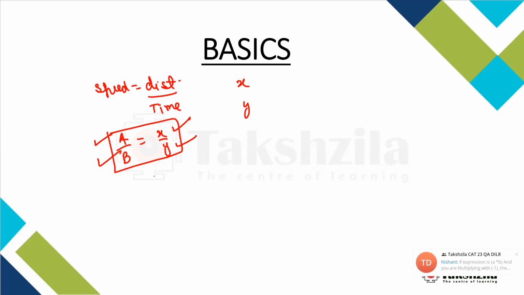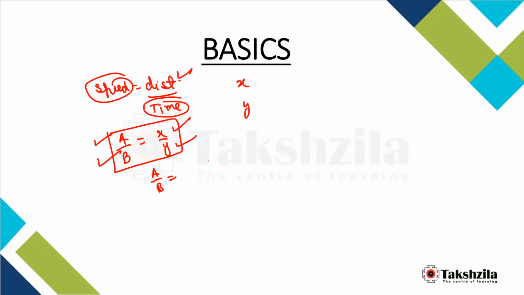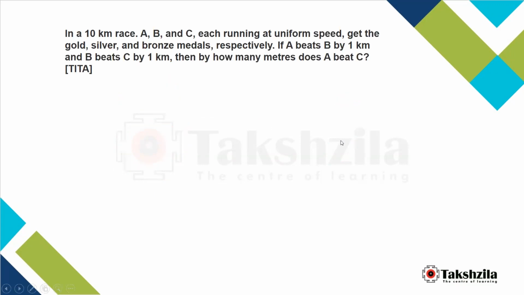Similarly, when we consider the time, then this will be inverse. You can see the relation: when distance is constant, then this will be inverse. This is some of the basics which I'll be using. And for depicting the speed of people, I'll directly use A for A and B for B. Okay, so let us start.